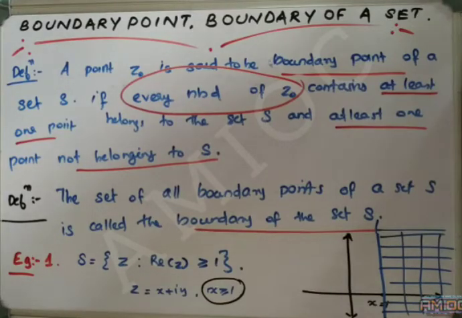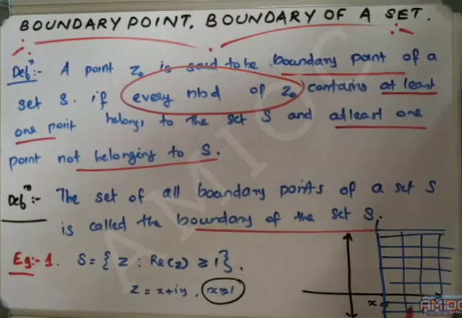That is, if we plot the set S in the complex plane, the set must include the points on the line x is equal to 1 and the points on the right hand plane of the line x is equal to 1. Now we can look at what are the boundary points of the given set S.